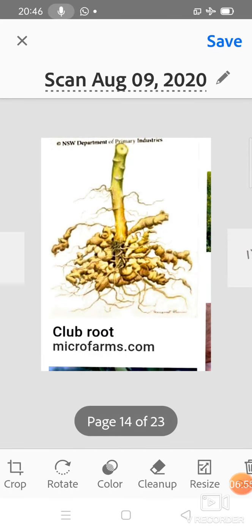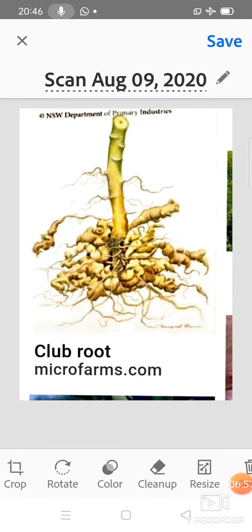In club root, we can see this is a serious soil-borne disease of plants of the cruciferae family. Here we can see swelling or galls on the roots. On the roots there is swelling of roots or galls are formed.